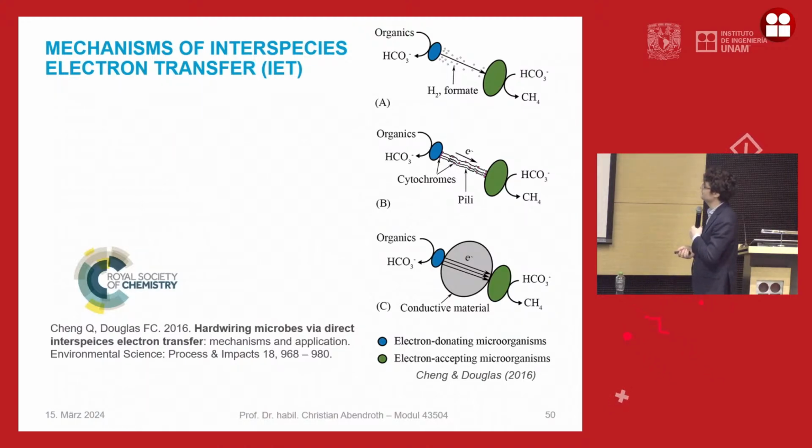So that's the MIET. Now we have here the DIET, and here we have our nanowires, these electrical fibers, and now the electrons are sent directly. This means the hydrogen is kind of degraded into electrons and protons. Electrons are running here to the methanogens, and the protons are diffusing alongside the medium.